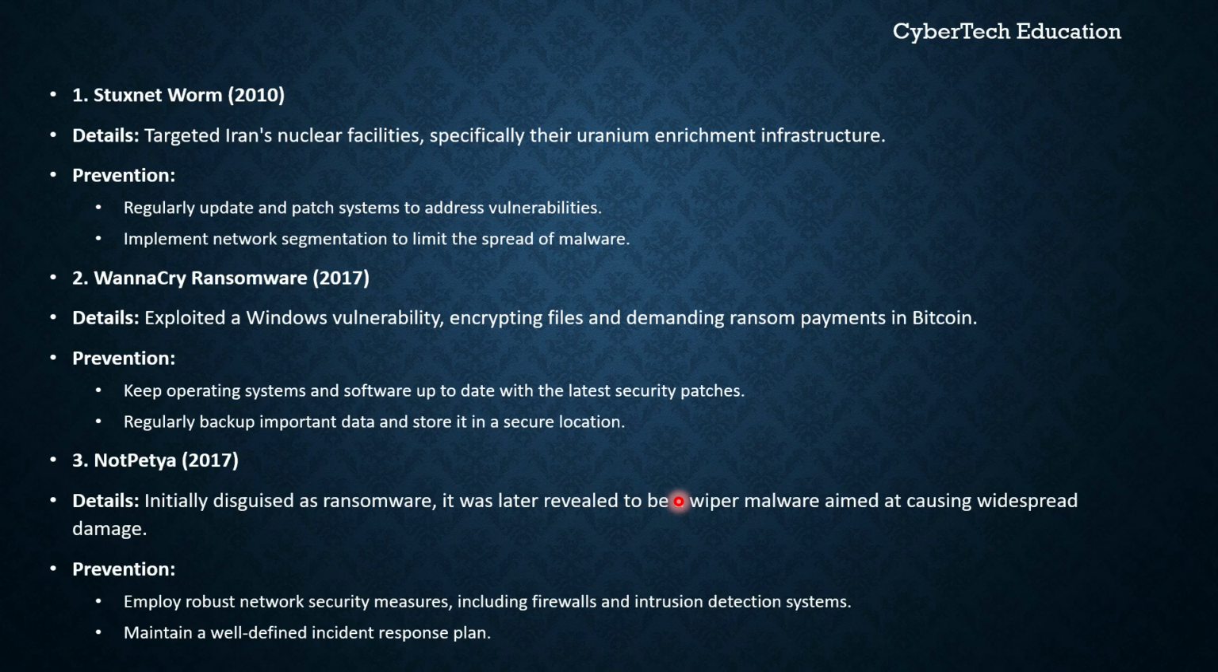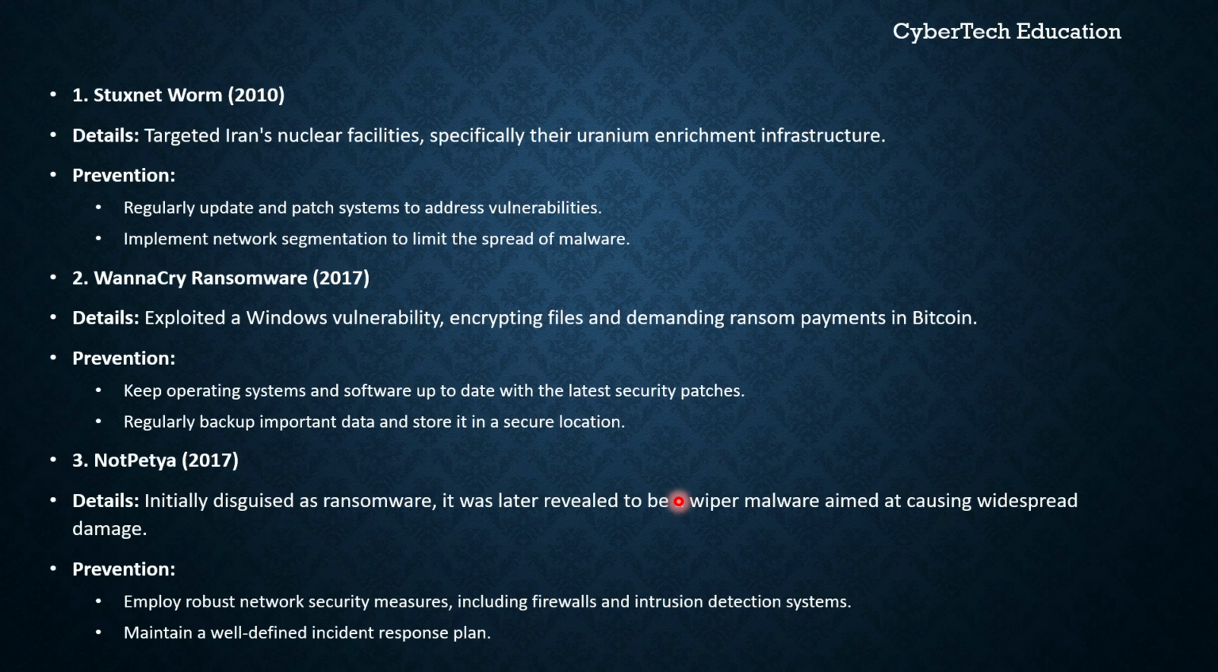Then we have the WannaCry ransomware, which happened in 2017 and exploited a Windows vulnerability, encrypting files and demanding ransom payment in Bitcoin. What are the preventions? Keep the operating system and software up to date with the latest security patches, and regularly back up important data and store it in a secure location.